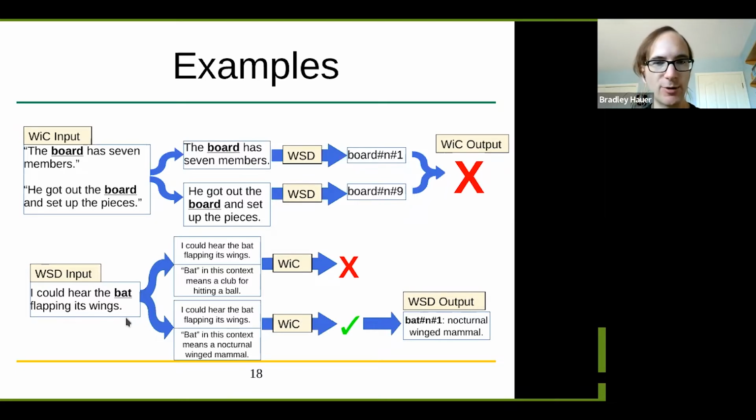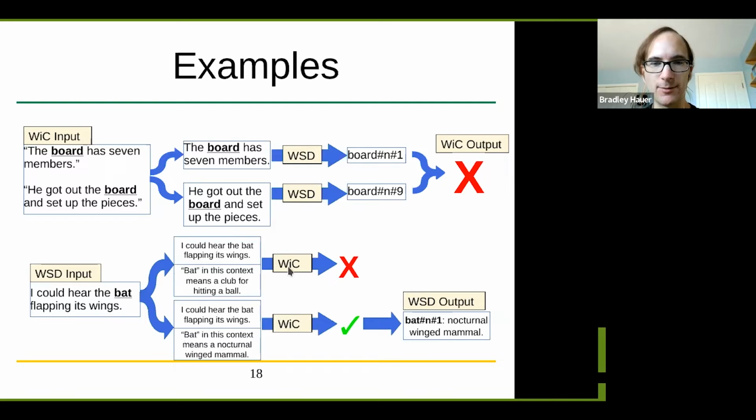Now let's assume we have a WSD instance, and let's see if we can solve it with WIC. So working our way around the cycle of reductions to solve a WSD instance with a WIC system. I could hear the bat flapping its wings. This is the example we saw earlier. So we generate examples for each possible sense of bat. Bat in this context means a club for hitting a ball. Bat in this context means a nocturnal winged mammal. So we have forced the word bat to explicitly have the sense that we want to test in each context.